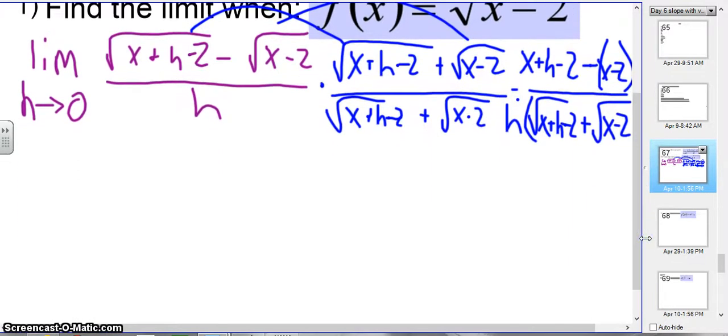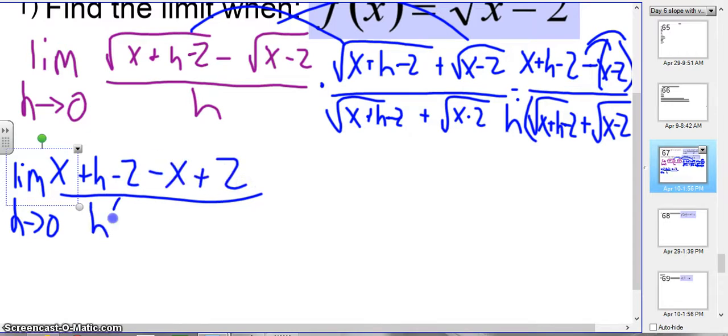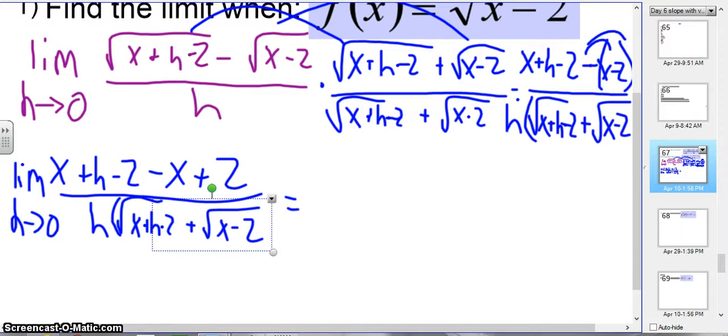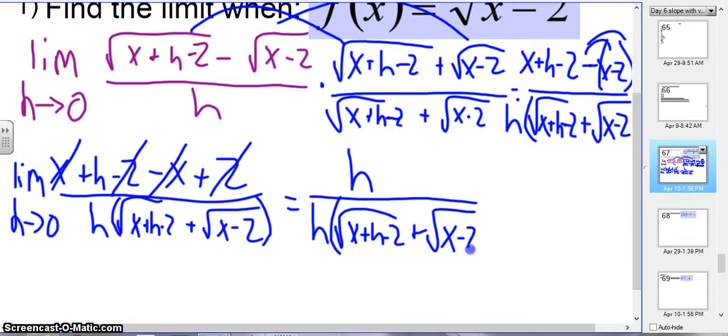Okay, so on top, we're going to distribute the negative sign. Let me write my limit. Limit as h approaches 0 of x plus h minus 2, and then minus x and plus 2. And again, the bottom is going to stay the same. Okay, so combine like terms on top. The x's are going to cancel, x minus x. Negative 2 plus 2 cancels, so on top I'm left with an h. The bottom I'm left with h times radical x plus h minus 2 plus radical x minus 2.